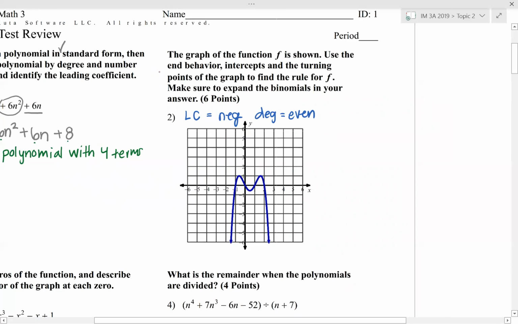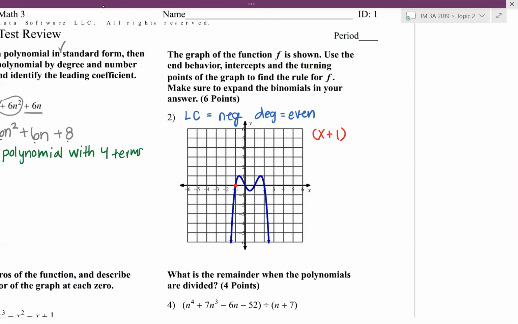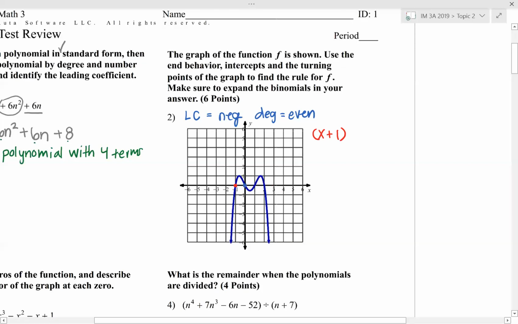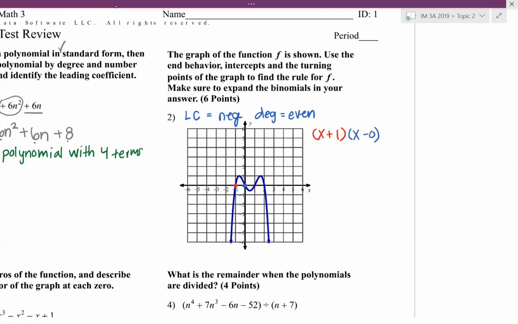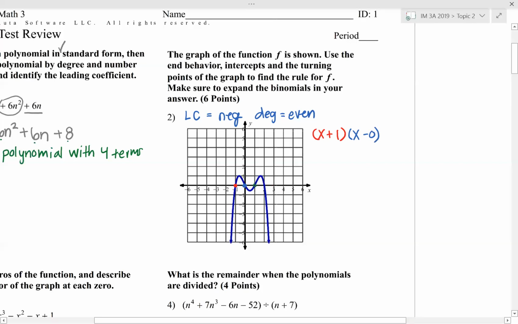In order to find the actual equation from scratch, what we want to do is identify each of the zeros and their multiplicities. So if I have a 0 at -1, that tells me that a factor of this is x plus 1. Because we have a 0 at 0, that tells us that a factor of this is technically x minus 0. Then we have a 0 at positive 1, so that tells us a factor is x minus 1. And finally, we have a 0 at positive 2, which tells us that a factor is x minus 2.